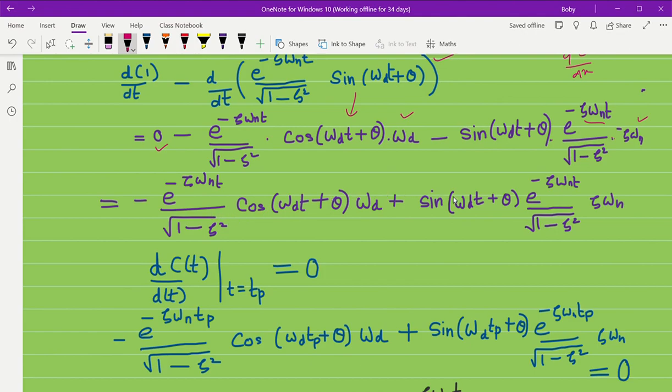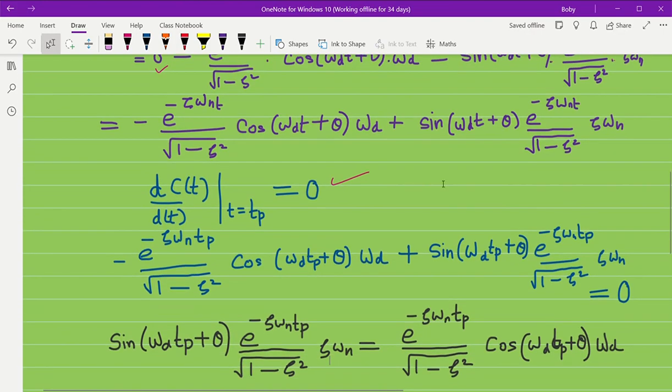That has been rearranged here. So there is a negative sign here that is multiplied with this term, that will become positive here. So we have just seen that the derivative of c of t at time t equal to tp will be equal to 0. So you have to put time t equal to tp, then its value will be equal to 0.